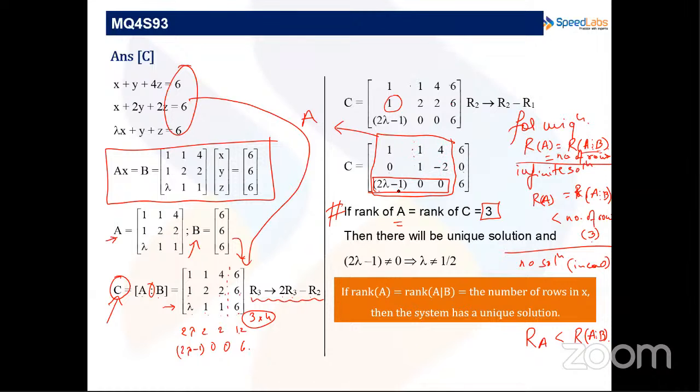So rank would be 2. So to get the rank 3, 2 lambda minus 1 should not be equal to 0. So we will get lambda is not equal to 1 by 2. Obviously, if this is not 0, then this row won't be 0. And this is obviously not 0 and not 0. So the rank of C will be 3. So the condition will be lambda should not be equal to 1 by 2 if this should have a unique solution. Clear?